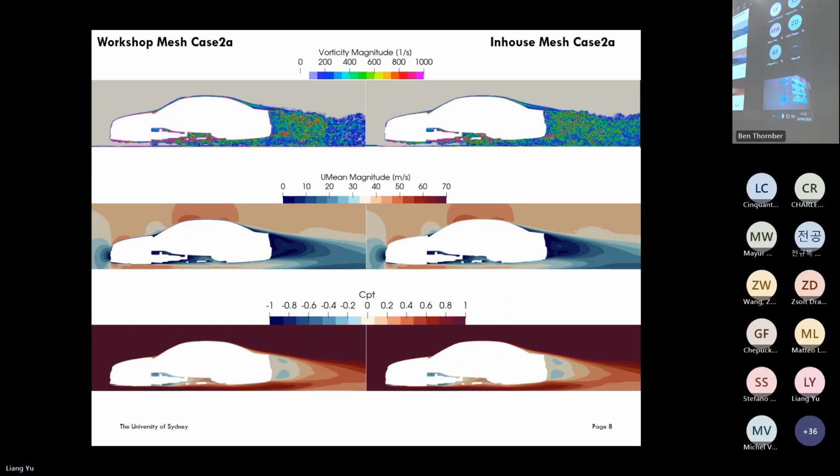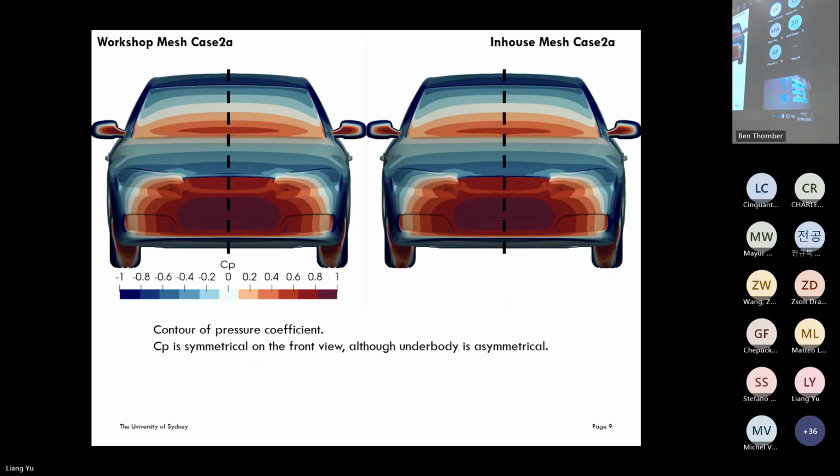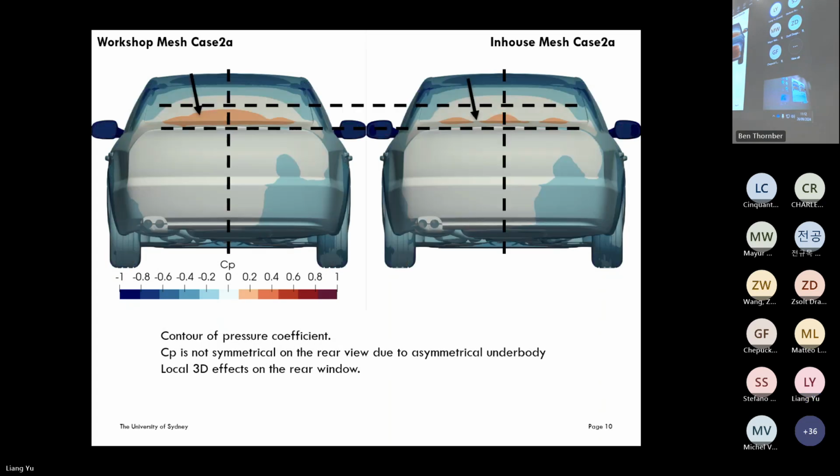So trying to go to the next slide. This is the pressure coefficient on the front of the vehicle. You can see the pressure coefficient contour is fairly symmetrical left and right, even though the underbody is not symmetrical. And then we look at the back of the car. You can now see some differences.